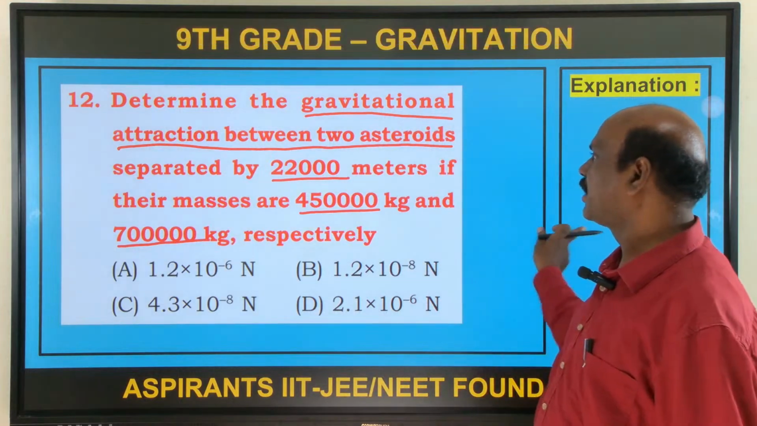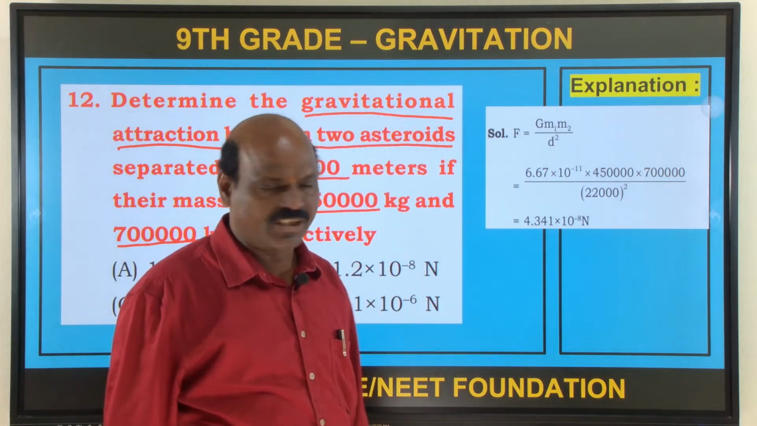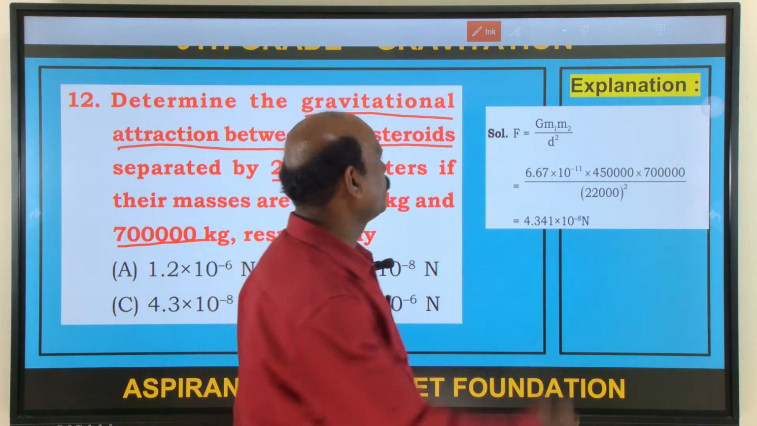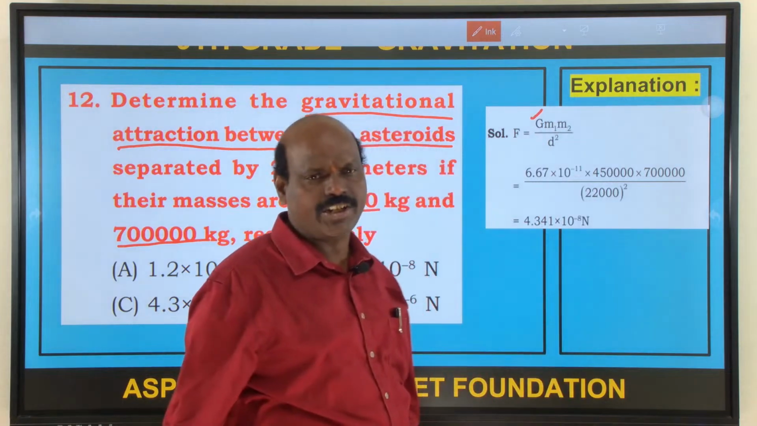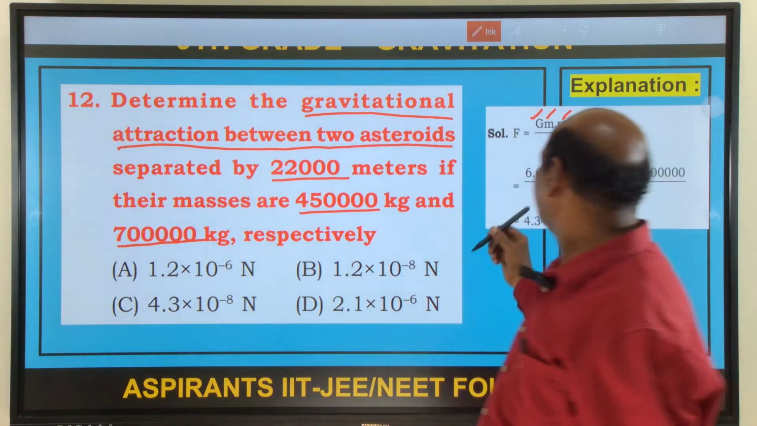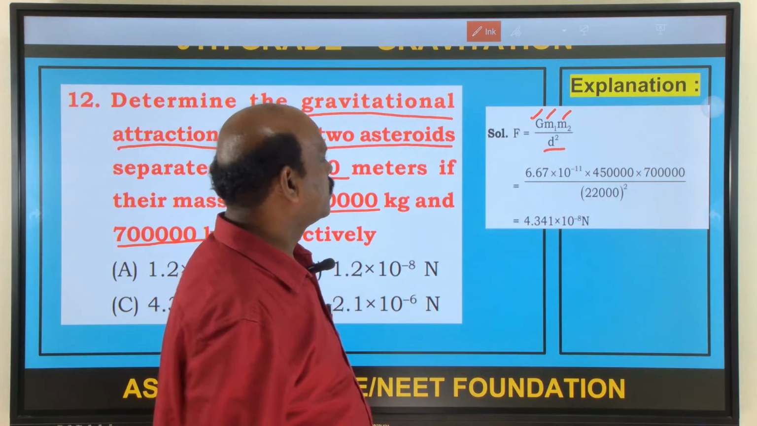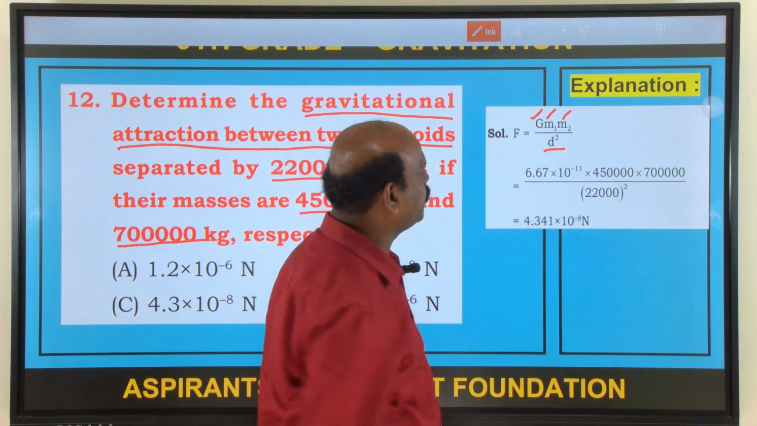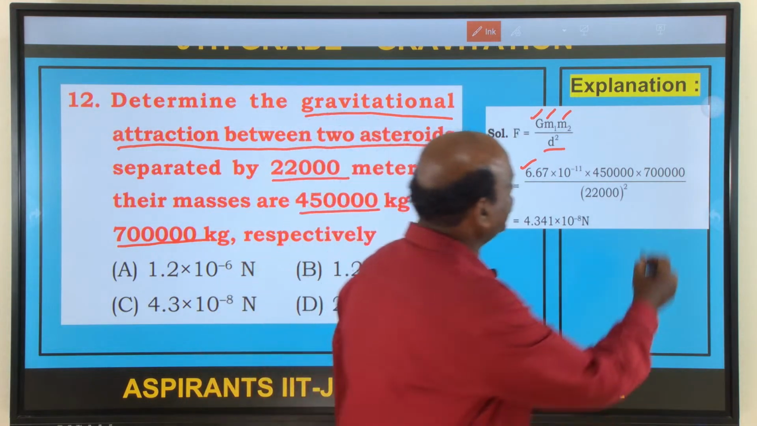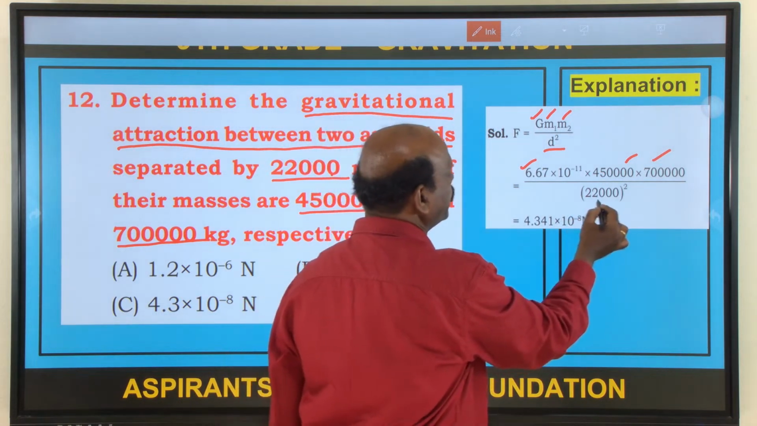So let us see. As we know, according to the universal law of gravitational force, F is equal to G into m1 m2 by r square, where G is the universal gravitational constant, m1 and m2 are the masses of the two bodies, and r is the distance between those two bodies. Here the bodies are asteroids. So substituting the values, G is equal to 6.67 into 10 power minus 11, into 4,50,000 and 7 lakhs, divided by 22,000 square.